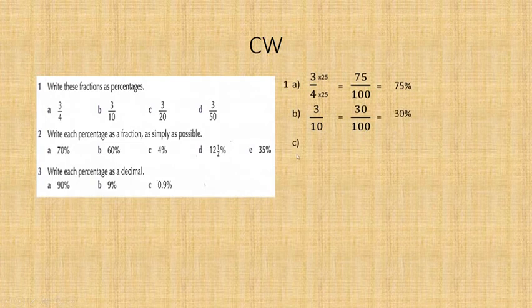Okay, question number C. 3 over 20. So what's the best friend of the denominator 20? The best friend of 20 is 5, as we said in the previous video, so I will multiply by 5 down and up.